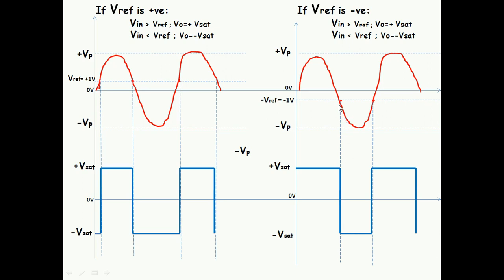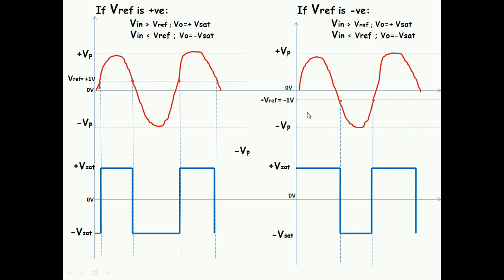Okay, now we can see from here to here, for this period, V in is less than minus 1. When it is less than minus 1, it is more negative. When it is more negative, then V out equals minus V saturation voltage. Again when V in becomes equal to minus 1 volt, that is V reference, it switches from minus V sat to plus V sat, and it continues.